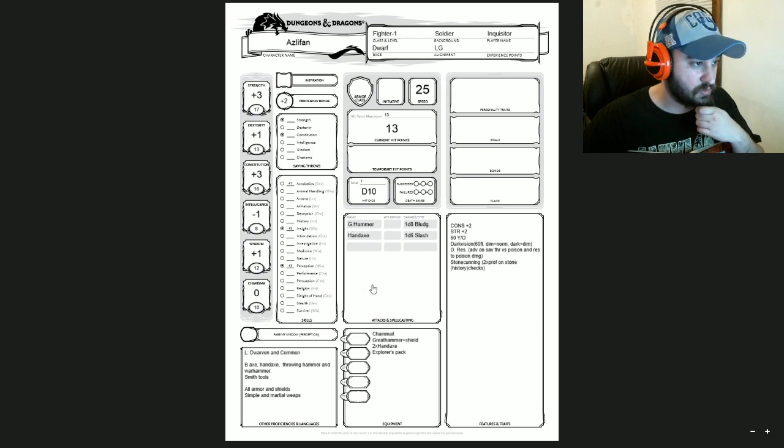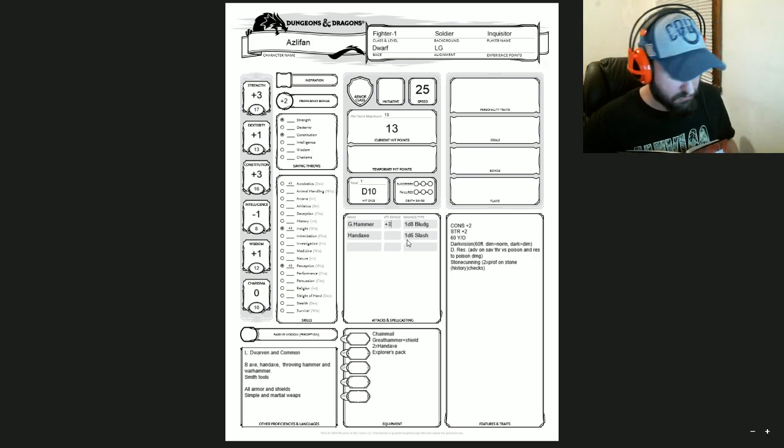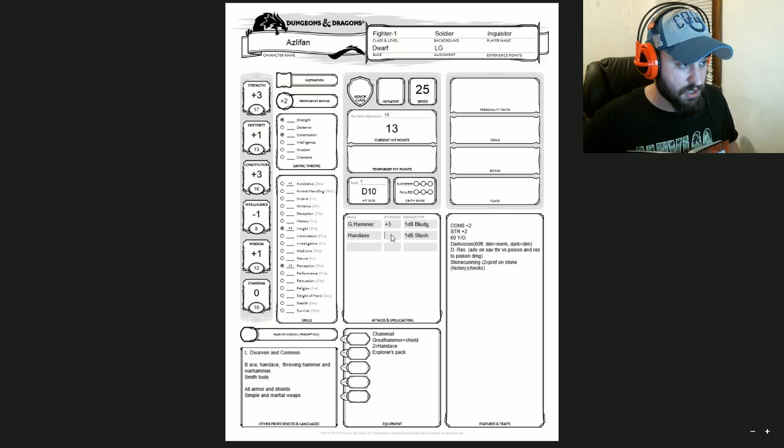Another thing that we can, now that we have our stats, the second thing that we can fill is the attack bonus. So since the Great Hammer and the Hand Axes are both strength-based weapons, that means that we will apply our strength to the bonus. So it's +3 and +3. There we go.